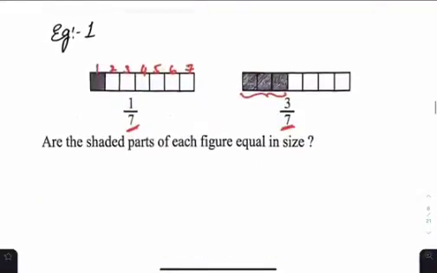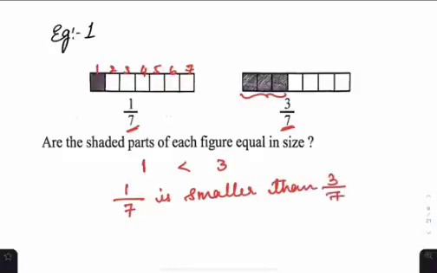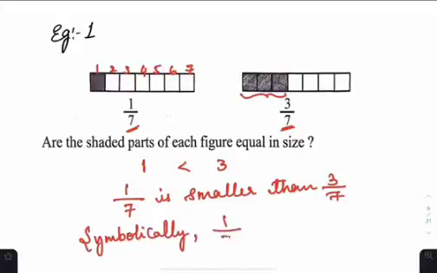Now we will check the numerator. Here 1 is less than 3. So smaller the numerator, smaller is the value of the fractional number. So 1 by 7 is smaller than 3 by 7. Symbolically, I write it as 1 by 7 less than 3 by 7. I hope all of you have understood.